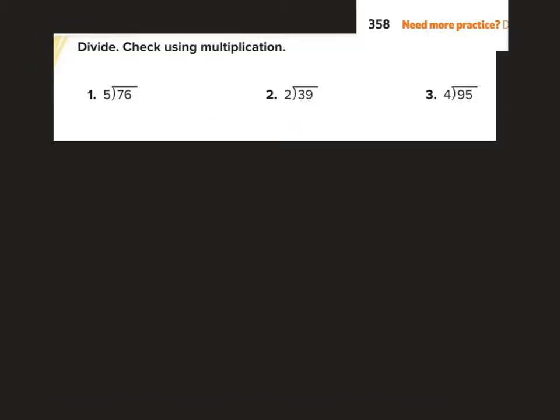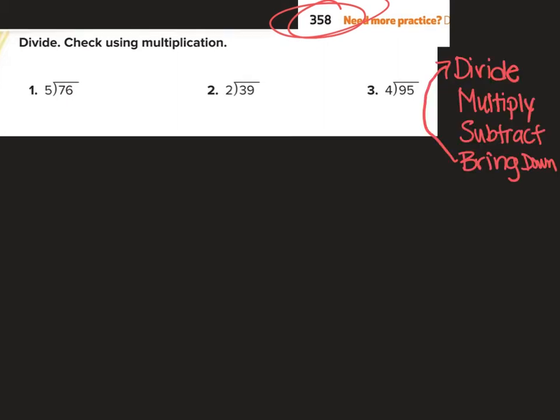Here we go on page 358. 76 divided by 5. Here we go. Divide. There we go. I put that over there for you. Okay, ready? Divide. 7 divided by 5 is 1. Multiply. 5 times 1 is 5. And subtract. 2. Bring it on down.